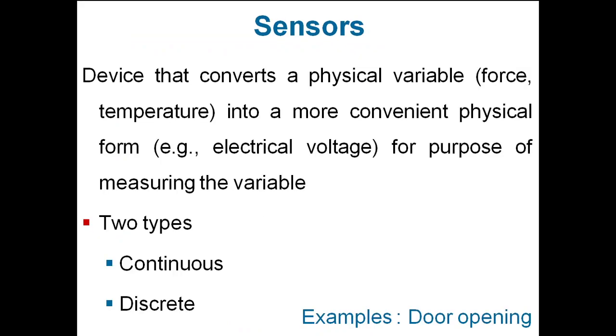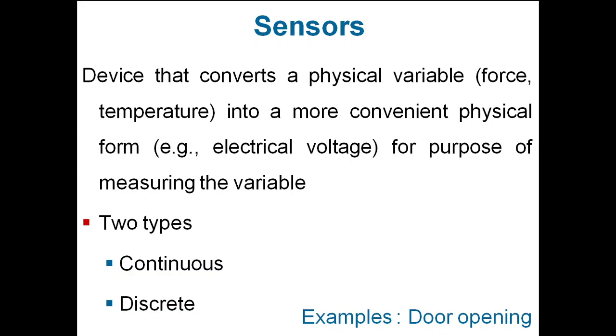Sensors are devices that convert a physical variable, such as force or temperature, into a more convenient physical form, such as electrical voltage, for the purpose of measuring the variable. So here the intention is to measure a variable like force or temperature, but you get the output in terms of an electrical signal or electrical reading. So once you want to measure such a quantity, that particular quantity is converted into an electrical signal and you get a reading on your meter. So these are the sensors which convert one variable from one form to another form and you get the output.